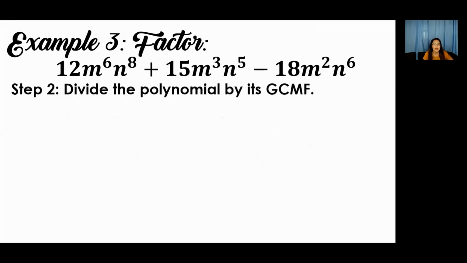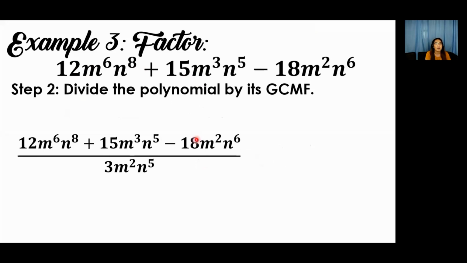Now, let's go to our next step, which is the most complicated step. Kasi pag nagkamali tayo dito, ay mali na rin tayo sa ating magiging final answer. So, we have to divide the polynomial or the trinomial by our GCMF. So, let's start with the first term. 12 divided by 3, that is 4. And then 3 divided by 3 is 1. M to the 6th power divided by m squared. So, 6 minus 2. So, we are going to subtract the exponents. Ganun po yung ating ginagawa pag nagdi-divide tayo ng variables. So, m to the 4th power ang magiging sagot natin.